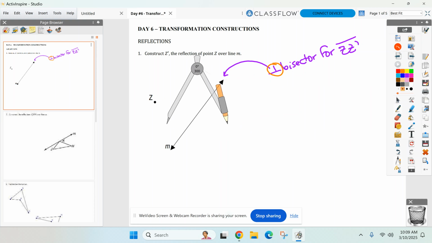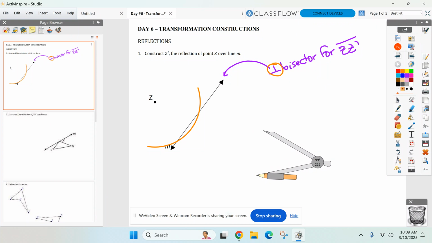Put your compass on Z and start playing around with your compass right now because you need to intersect line M in, anybody remember? 2 places. Good. This is going to look like a little smile here. Make sure it intersects in 2 spots. A reminder that if you cannot intersect in 2 spots, maybe it's only possible in 1.